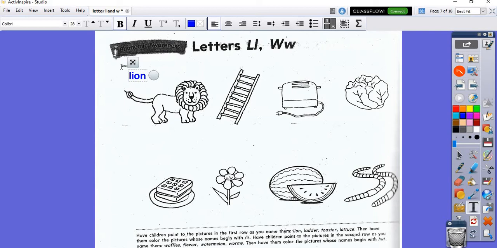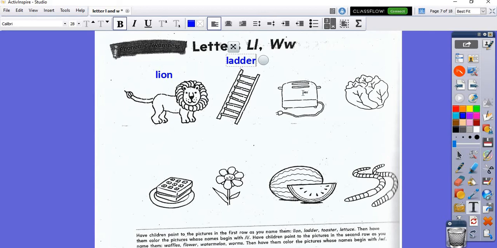Very good. Lion starting with letter L. Okay, who will tell me what picture is this? This is ladder. Ladder starting with letter L. We are going to write the spelling for ladder. Very good. Now we have this toaster.